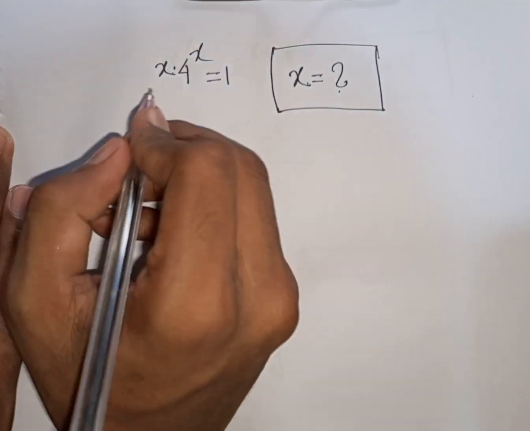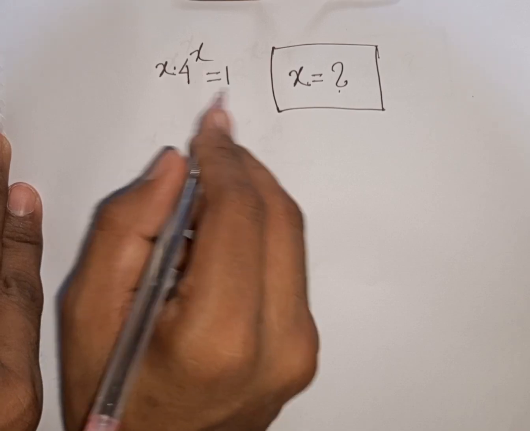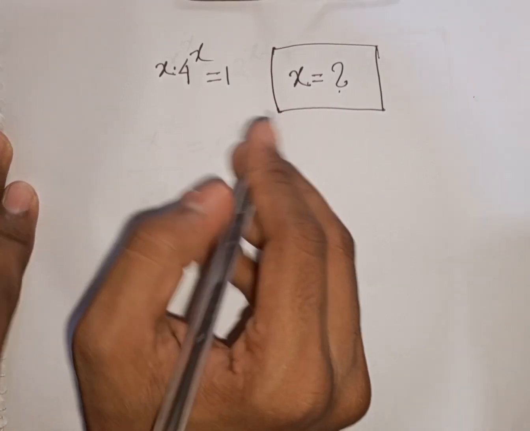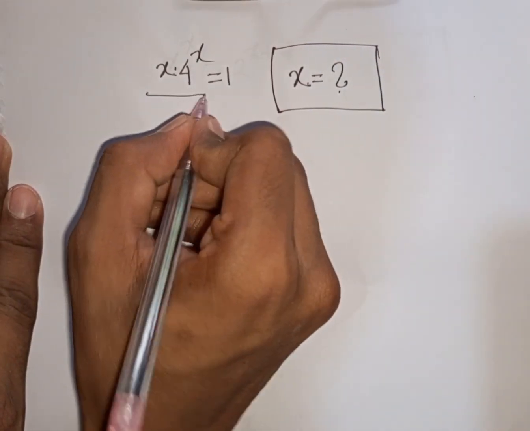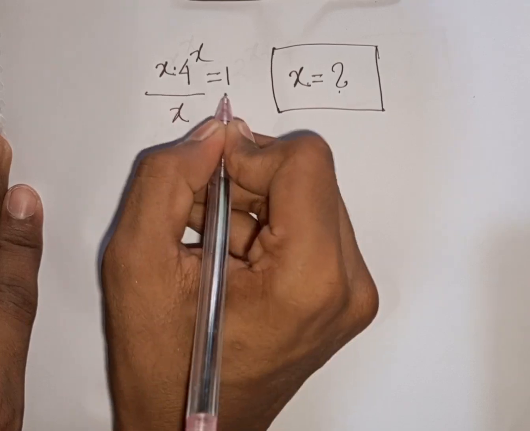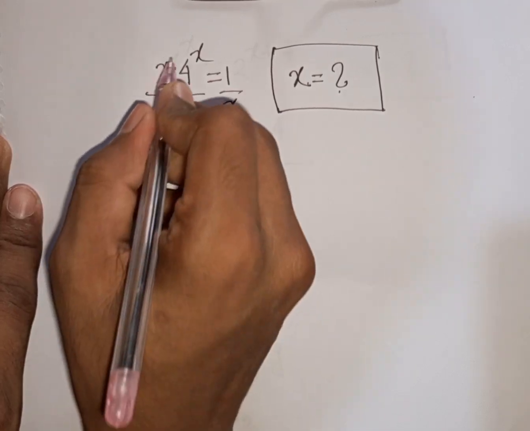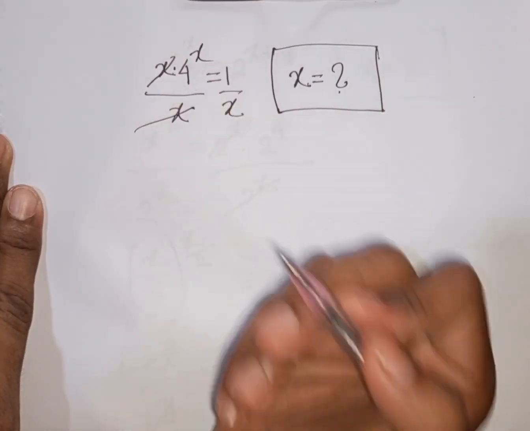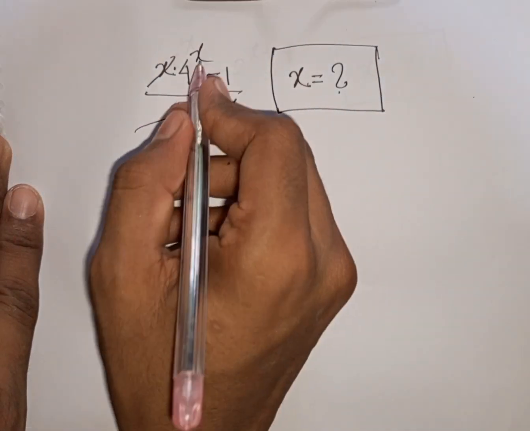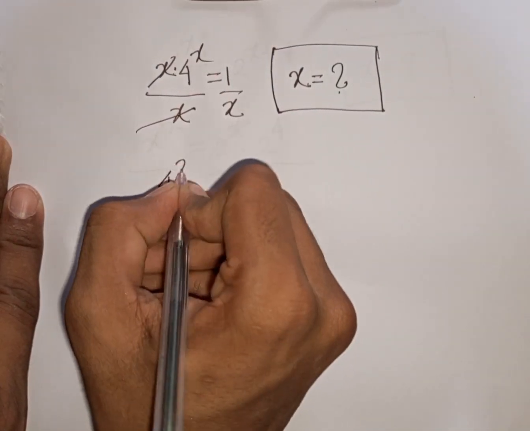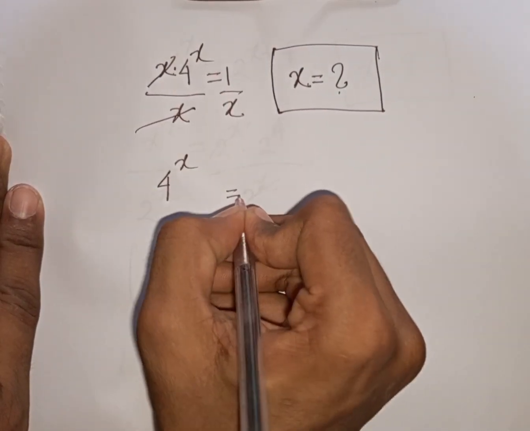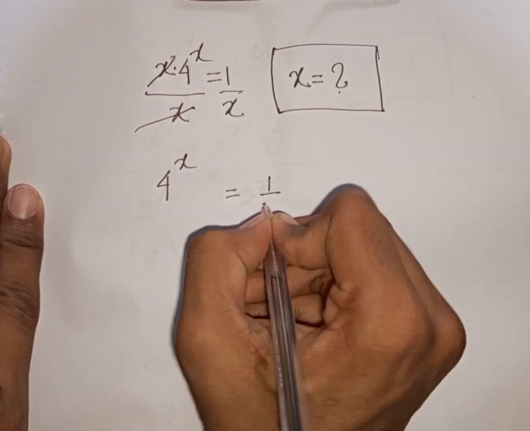How to solve x times 4 power x is equal to 1. Find the value of x. So at first we divide by x on both sides. So this x will be cancelled. So we have 4 power x is equal to 1 by x.